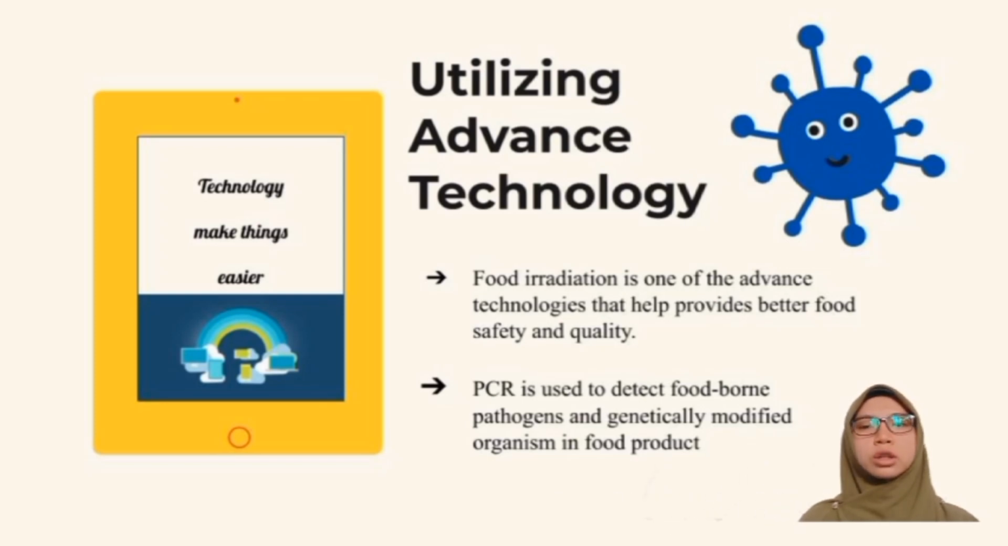Now, I would like to elaborate more on how to overcome the effect of food microbes on human health. We can overcome this issue by utilizing advanced technology. The first advanced technology that I want to highlight is food irradiation. Food irradiation is one of the advanced technologies that help provide better food safety and quality.